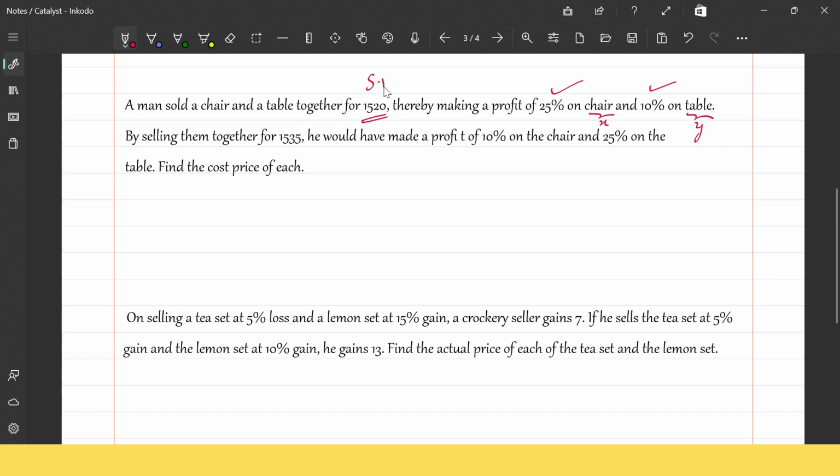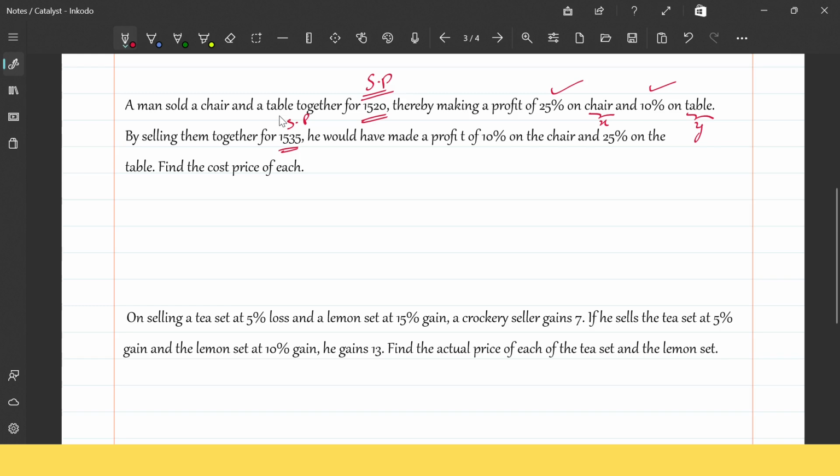This is the selling price. Here also, by selling them together for this amount, this is the selling price. There it was given he gains, so that was the profit. Okay, understand the English. You have to read the question carefully to see what they have given. Once you understand, it's nothing. It's child's play for you to solve the equation. So be careful while reading the questions.